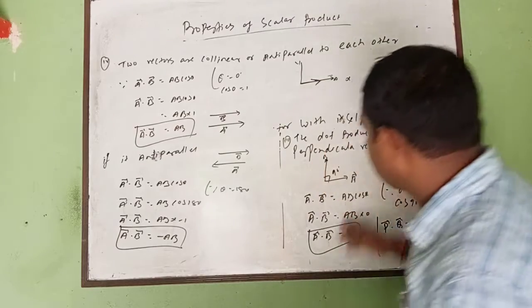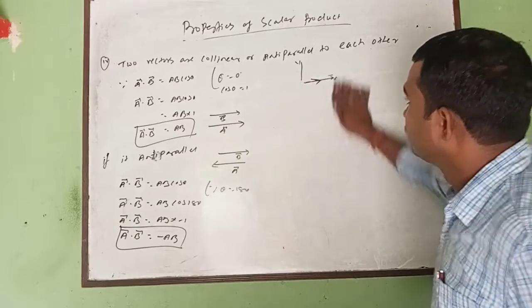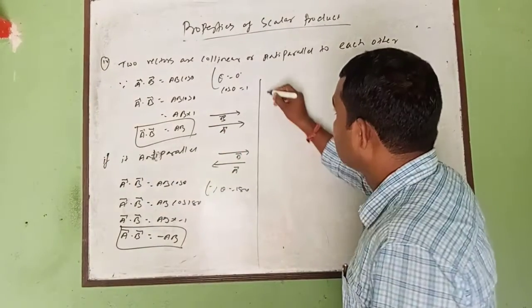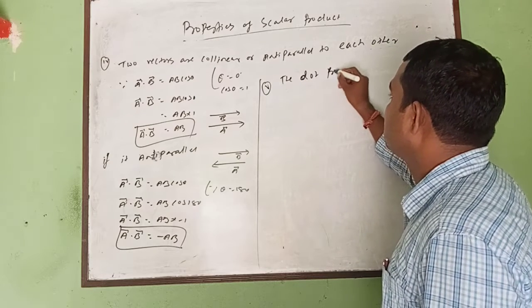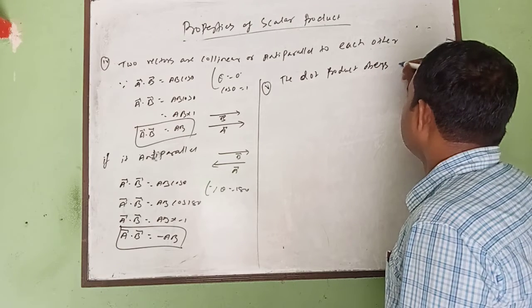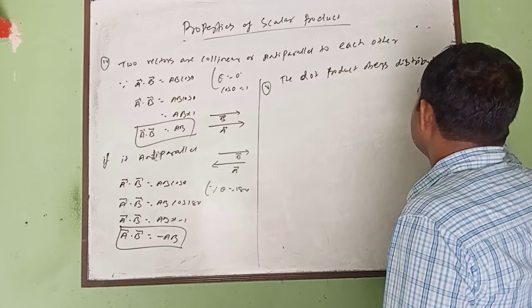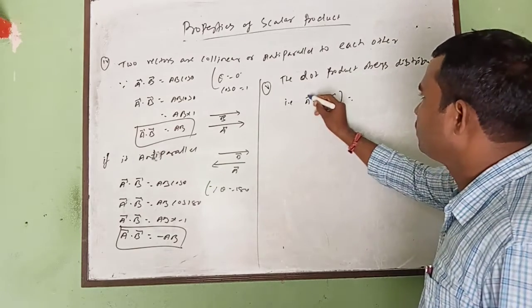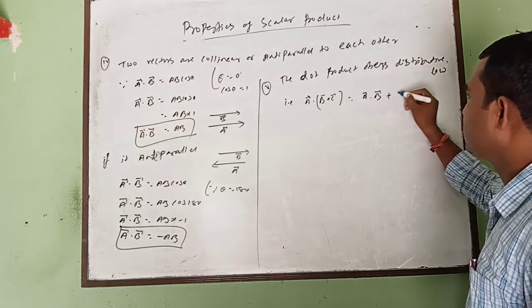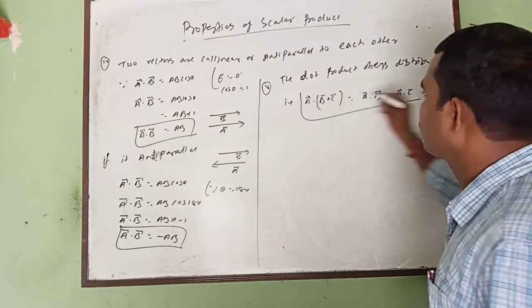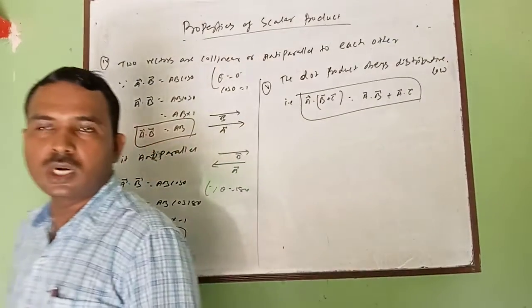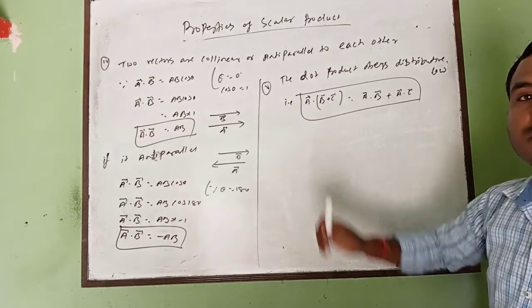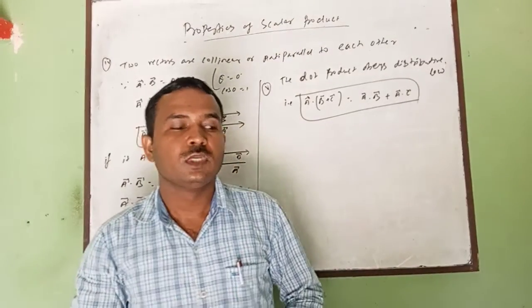Another, we can take the fifth one also. What is the fifth one? The fifth one you can take: the dot product is distributive. Distributive law means what? Means A dot (B plus C), suppose we have. Then you will multiply this one, means vector A dot vector B plus vector A dot vector C. So this is called the distributive law. Distributive law means whenever we have three vectors, then in sequence we can multiply. That is called the distributive law.